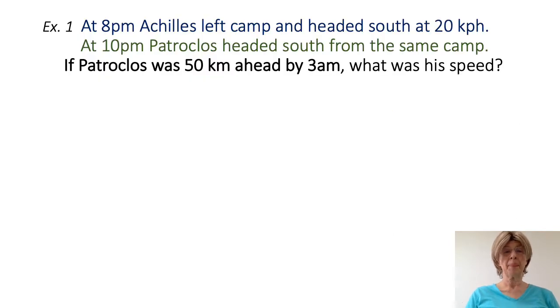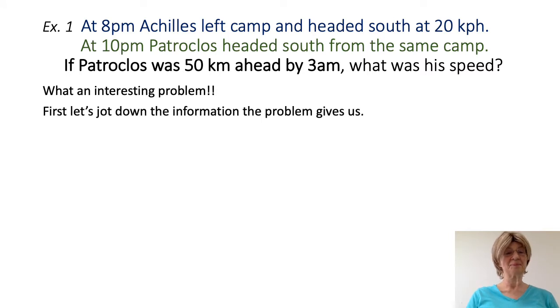Example 1. At 8 p.m., Achilles left camp and headed south at 20 kilometers per hour. At 10 p.m., Patroclus headed south from the same camp. If Patroclus was 50 kilometers ahead by 3 a.m., what was his speed? What an interesting problem. First, let's jot down the information the problem gives us.